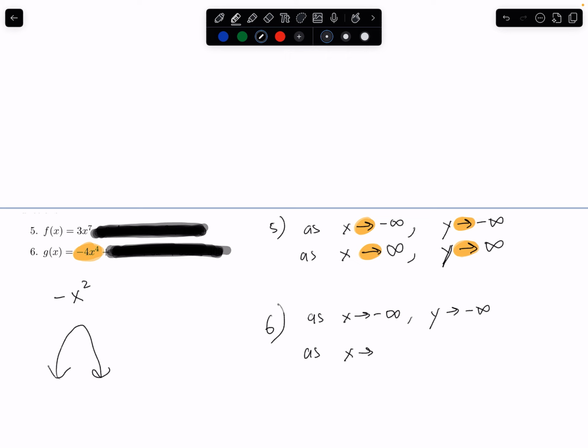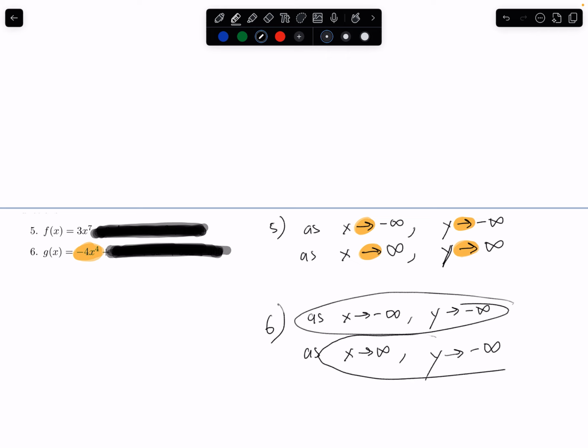As x goes to positive infinity, y is also going to go to negative infinity. Something going towards positive infinity, if I take it to the 4th, is still positive, then multiply by negative 4, it's going to turn negative. So there you go. As x goes to negative infinity, y goes to negative infinity. As x goes to positive infinity, y goes to negative infinity as well.